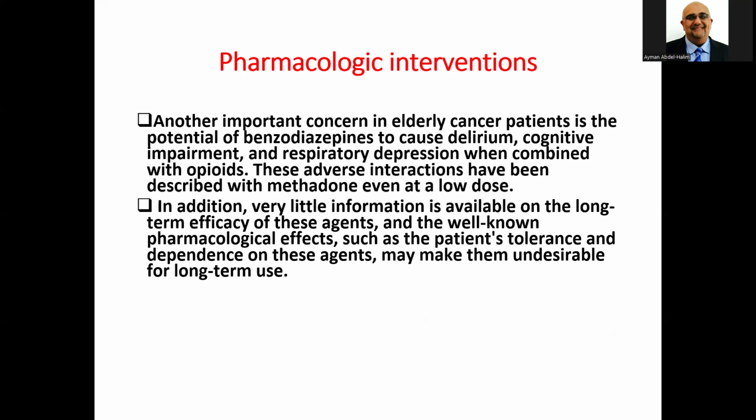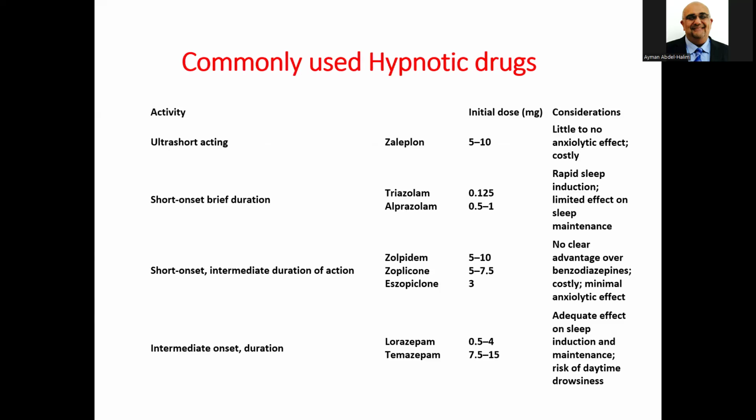Another important concern in elderly cancer patients is the potential of benzodiazepines to cause delirium, cognitive impairment, and respiratory depression when combined with opioids. This is a big thing in the United States, this benzo-opioid combination, because it's been shown to cause respiratory depression. So we have to be very careful when we prescribe opioids and benzos together. In this situation, it's better to avoid benzos.